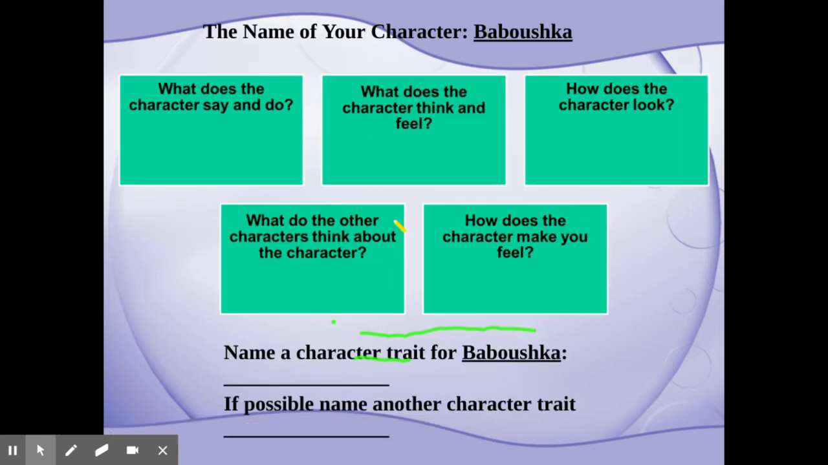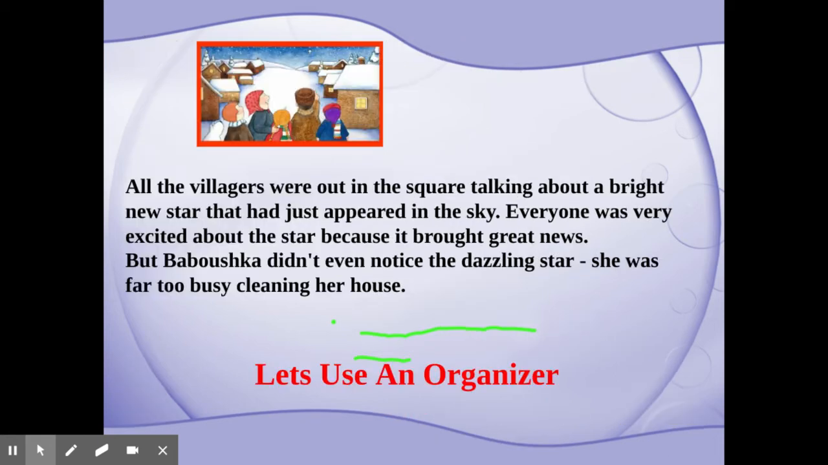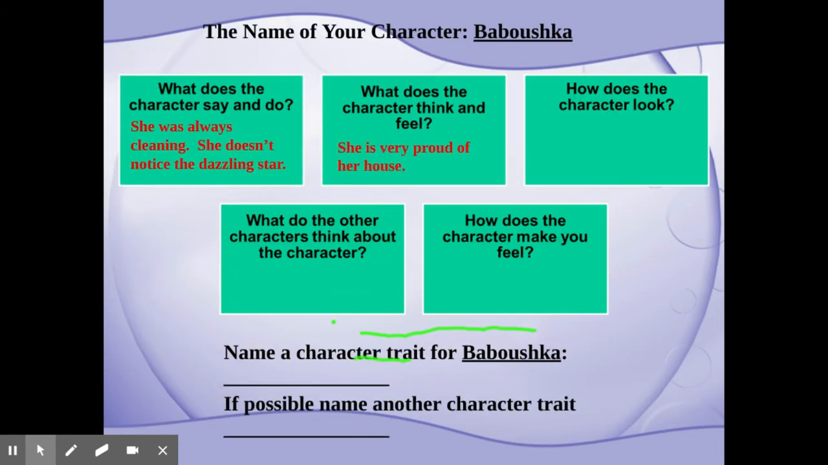Now we're going to think about, what does the character think and feel? Well, it says that she was very proud of her house. How does the character look? So we do have an illustration that we could look at, but let's think of some of those words that we could use to describe her, those adjectives. So take a second to think. She's very clean and neat, right? We know she's always cleaning her house and she's a very clean person.